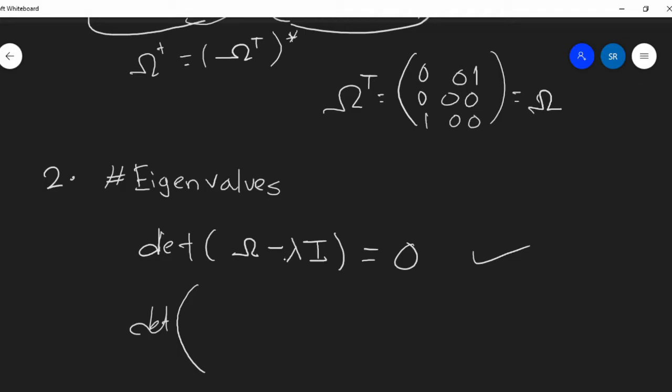Determinant of the matrix with minus lambda, 0, 1; 0, minus lambda, 0; 1, 0, minus lambda. Why am I saying omega? It's lambda, not omega.